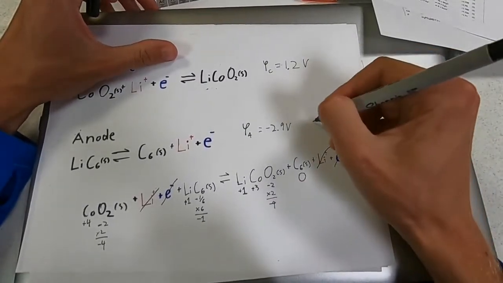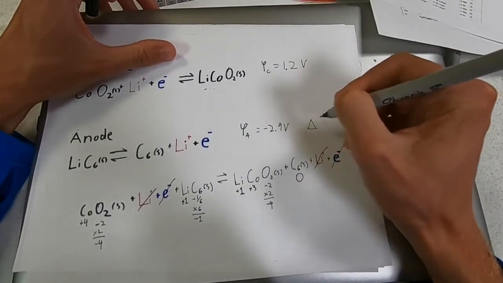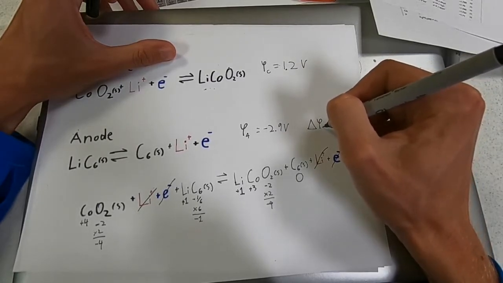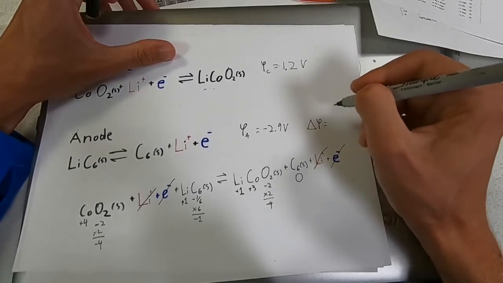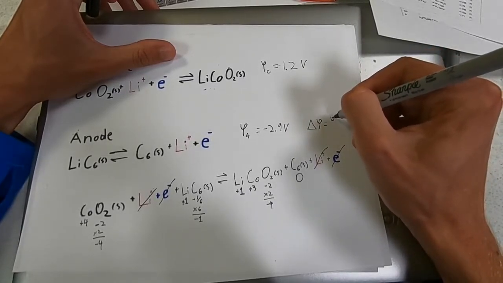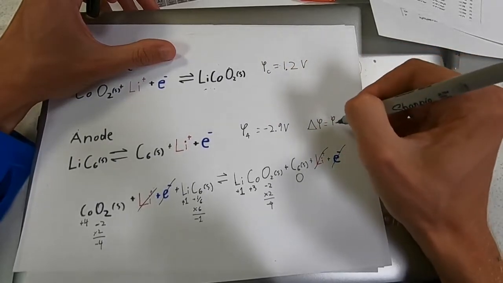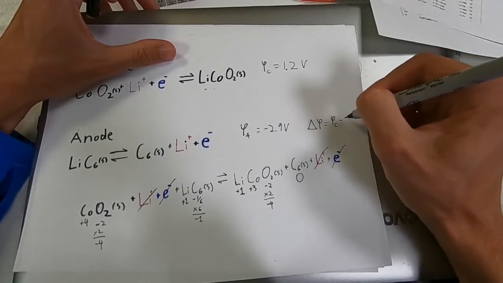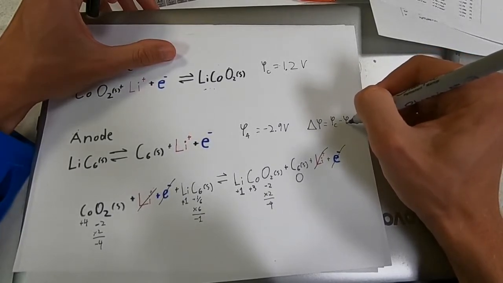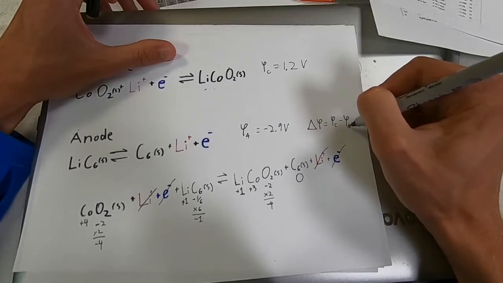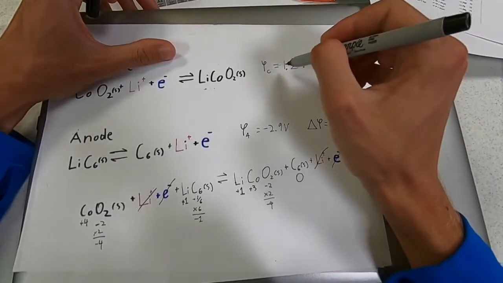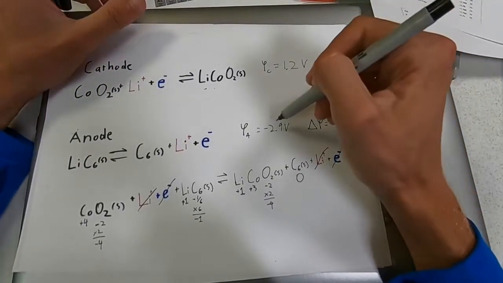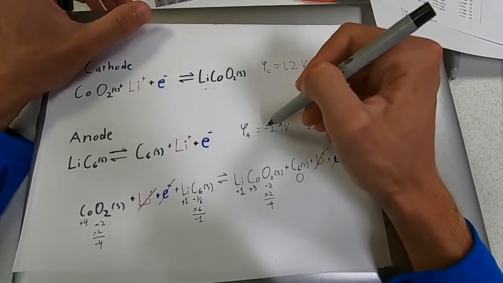And to do that, our delta for our cell potential is going to be equal to, and we always take the cathode potential minus the anode potential. We know that this is the cathode because it is more positive than this anode. The anode is always going to be the less positive.